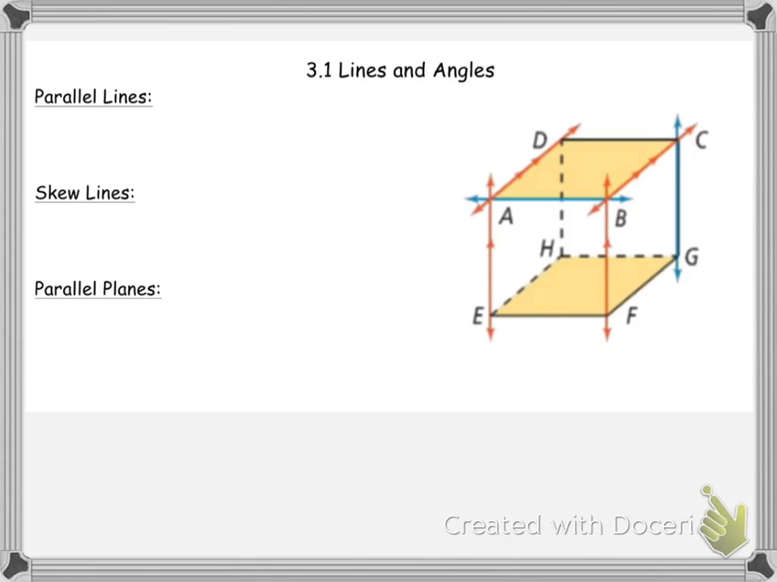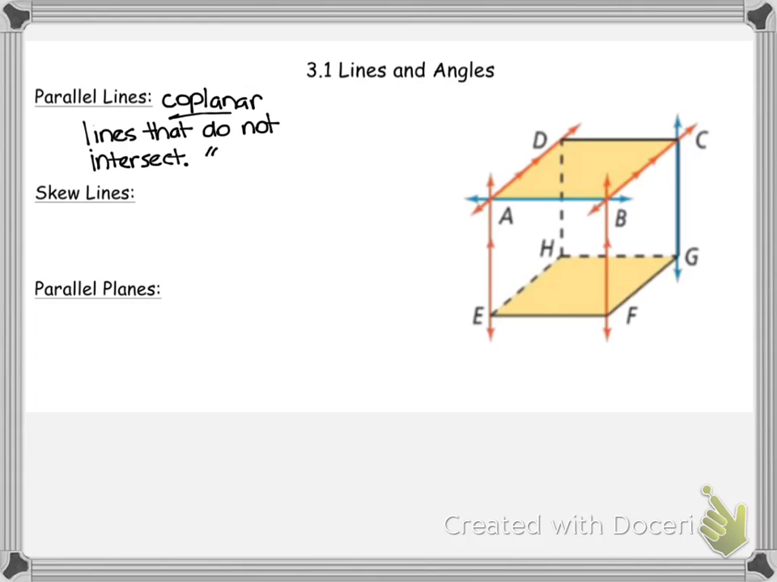a diagram. So the first one is parallel lines. You probably already know what parallel lines are. They're two lines that don't touch, right? Well, the exact definition of those are coplanar lines that do not intersect. Okay, so two lines that are on the same plane, that's what it means to be coplanar, that do not intersect.